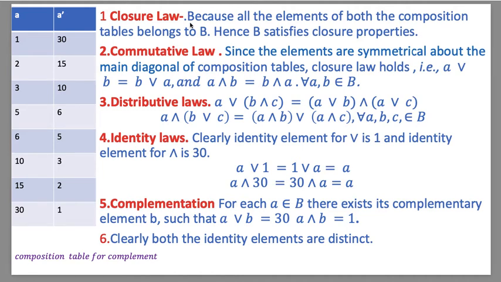Since the elements are symmetrical about the main diagonal of the composition tables, the commutative law holds. Means A join B is equal to B join A, and A meet B is equal to B meet A. Also, we can verify from the composition table that A join (B meet C) is equal to (A join B) meet (A join C), and A meet (B join C) is equal to (A meet B) join (A meet C). Clearly, the identity element with respect to join is 1, and the identity element with respect to meet is 30.